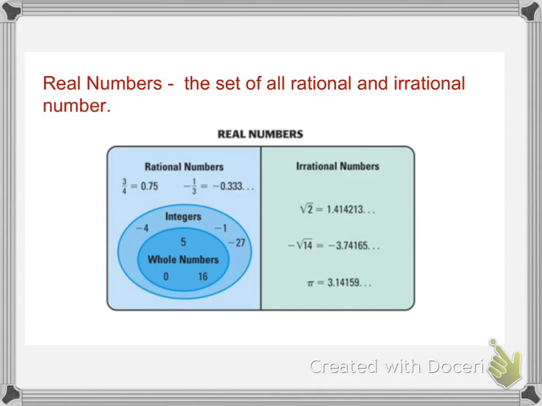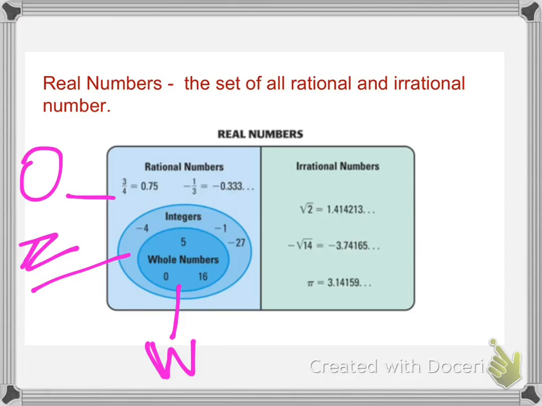Real numbers are the set of all rational and irrational numbers. So, you have your whole numbers, which are the W. You also have your integers, which is the Z. Then you have your rational numbers, which are a Q, and then you have all real numbers, which is the R, and irrational numbers for I.